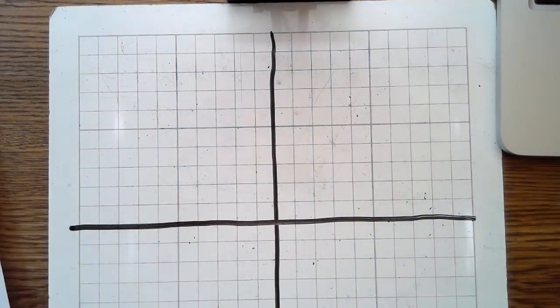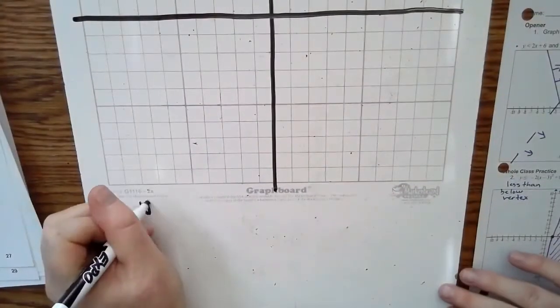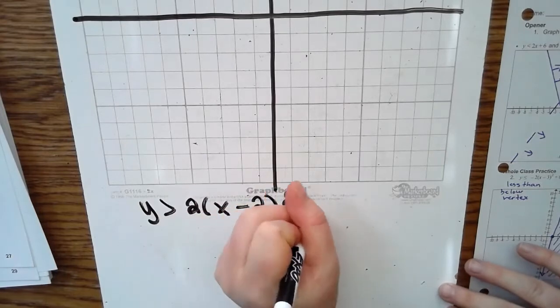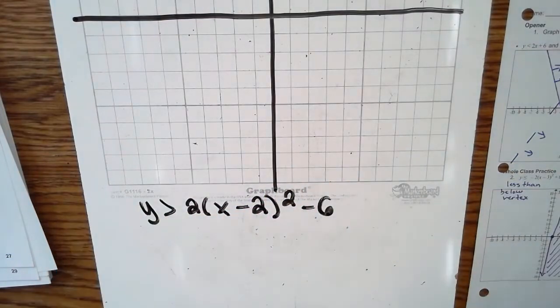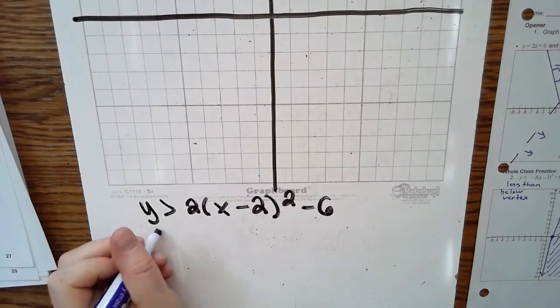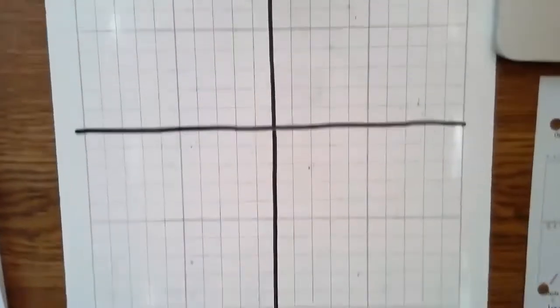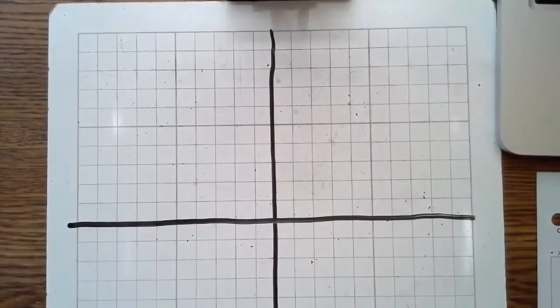Okay, so number 3 says, I'll write them down here. y is greater than 2x minus 2 squared minus 6. And I'll do the other one in purple. You guys know I like doing two different colors. y is less than 2x minus 4. I'll start with that linear one. So y is less than 2x minus 4.